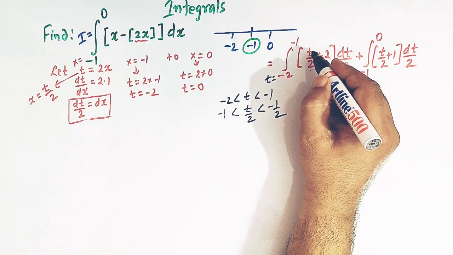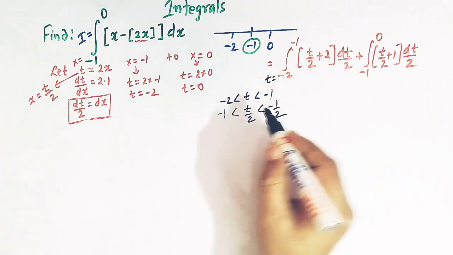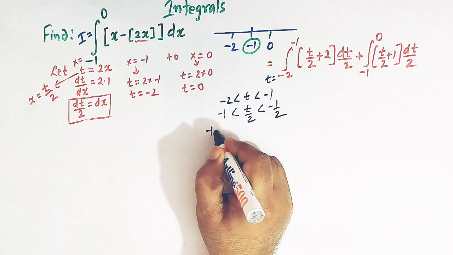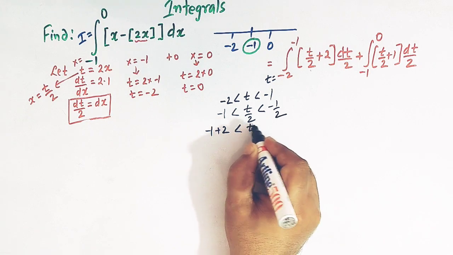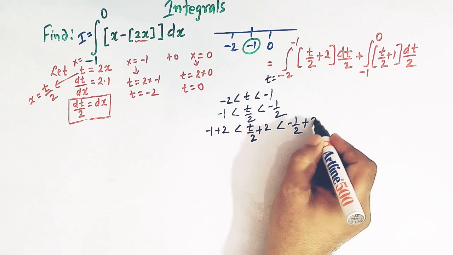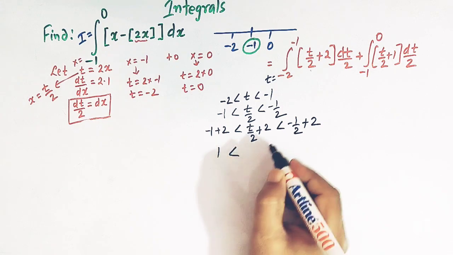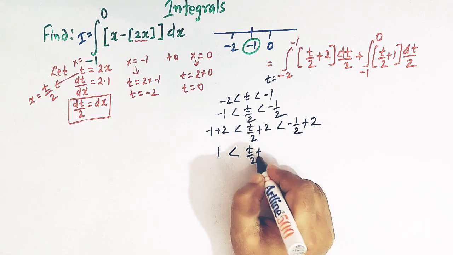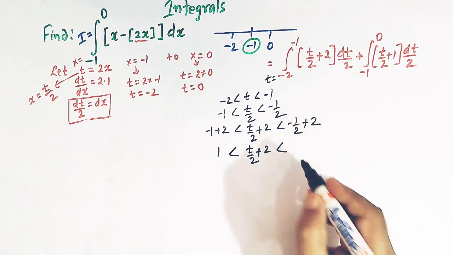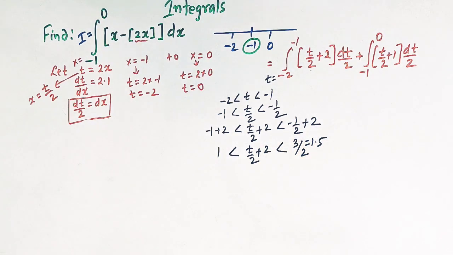Now see we want to get t over 2 plus 2. So let us add 2 throughout this inequality. So we get -1 plus 2, here we have t over 2 plus 2, and here we have minus half plus 2. So this is 2 minus 1 is 1, and here we have t over 2 plus 2, and here we have 2 minus half, which is 3 over 2, which is 1.5.